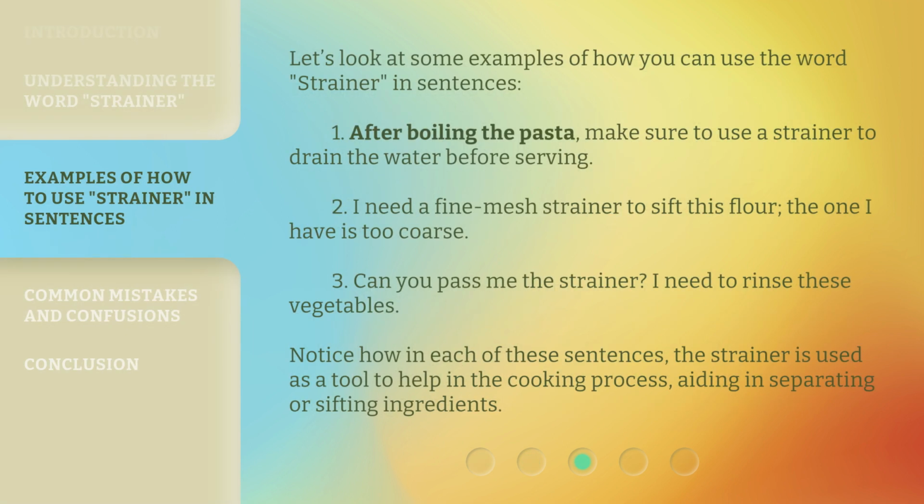Let's look at some examples of how you can use the word strainer in sentences. 1. After boiling the pasta, make sure to use a strainer to drain the water before serving. 2. I need a fine mesh strainer to sift this flour. The one I have is too coarse. 3. Can you pass me the strainer? I need to rinse these vegetables. Notice how in each of these sentences, the strainer is used as a tool to help in the cooking process, aiding in separating or sifting ingredients.